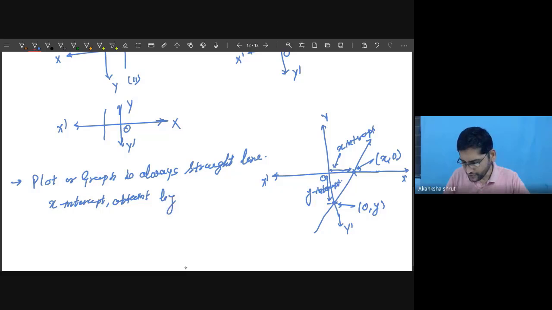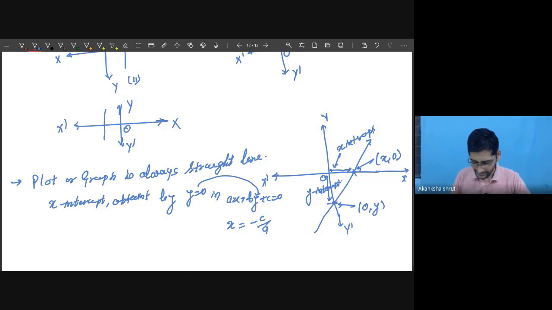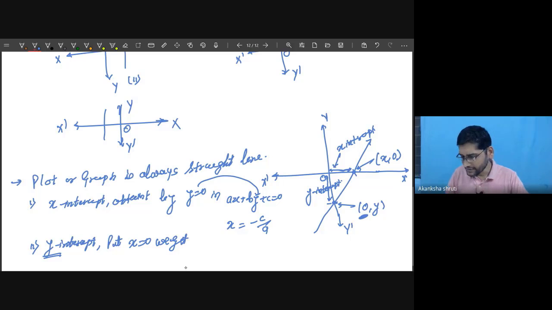It is obtained by putting y equals 0 in the line, that is ax plus by plus c equals 0. If you substitute it here, what you get is that the x value will be minus c by a. Similarly, the second thing that can be calculated is the y-intercept. How to calculate the y-intercept? For this you need a point on the y-axis, and for any point on the y-axis the x coordinate is 0. So we put x equals 0 and we get the value of y.